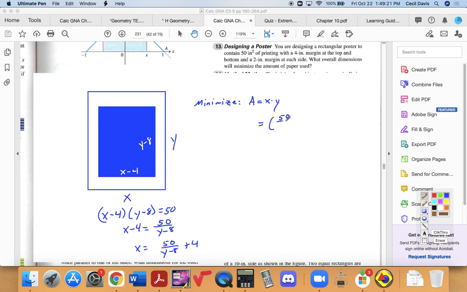So it'd be 50 over y minus 8 plus 4, times y. So that's 50y over y minus 8 plus 4y. And now we have our equation all in terms of a single variable. I think you can see pretty readily that that's going to be a little ugly in solving.